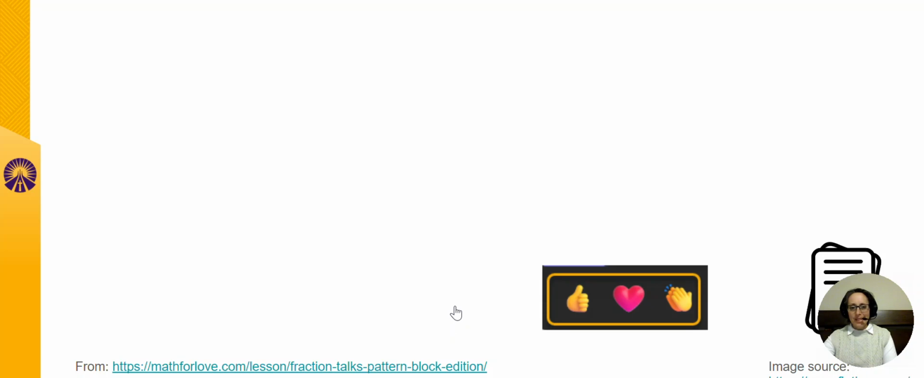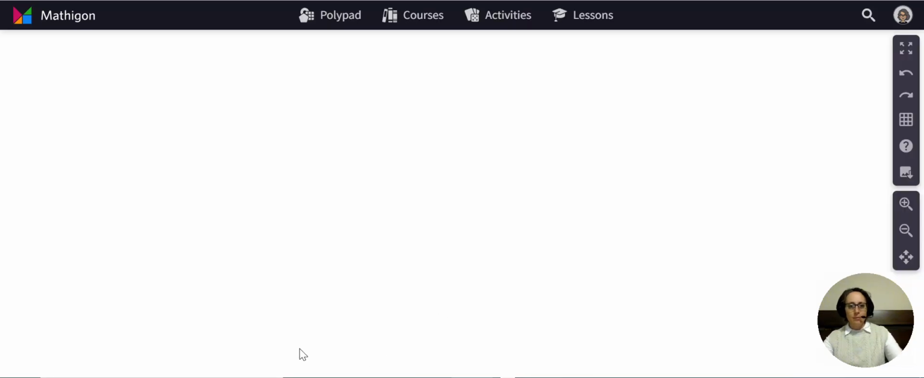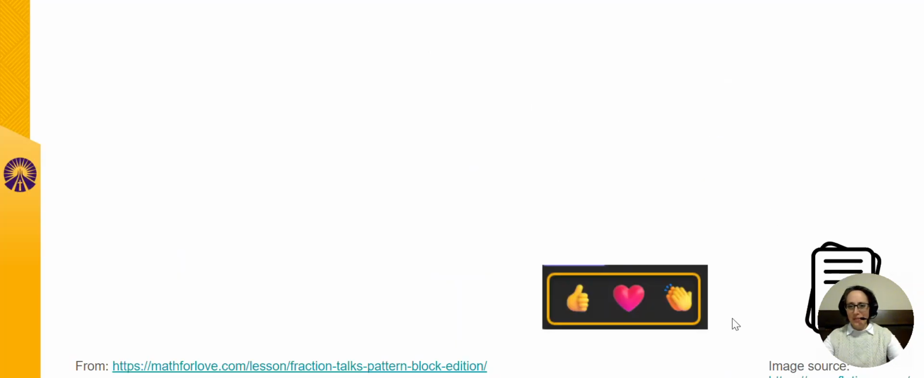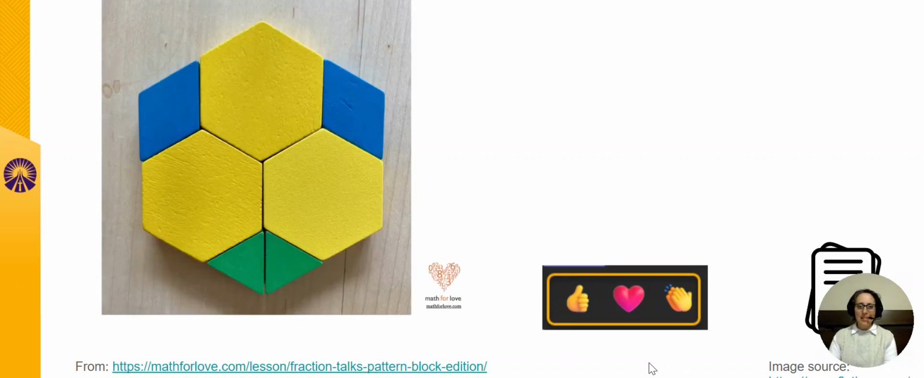Okay, so this is an example of the pattern block addition from Math for Love. Sorry about that. I accidentally clicked on something that's hidden in the background. There we go. I think we're ready for it.